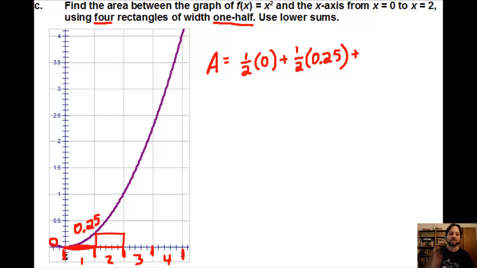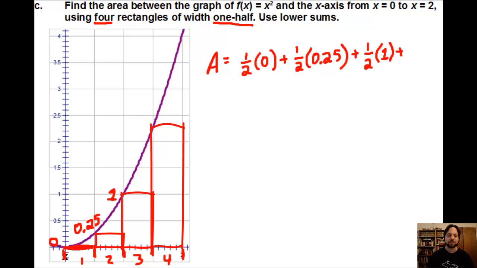All right, so time to build our third rectangle. Let's go ahead and raise it up there. And you can see that our third rectangle is going to rise to a height of 1. 1 is where it first hits our graph. And so this rectangle has a width of 1/2 and a height of 1. See, this is pretty easy.